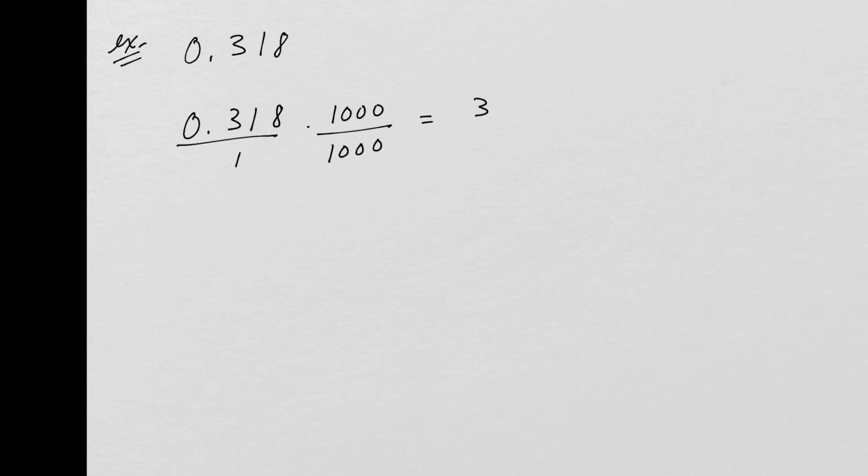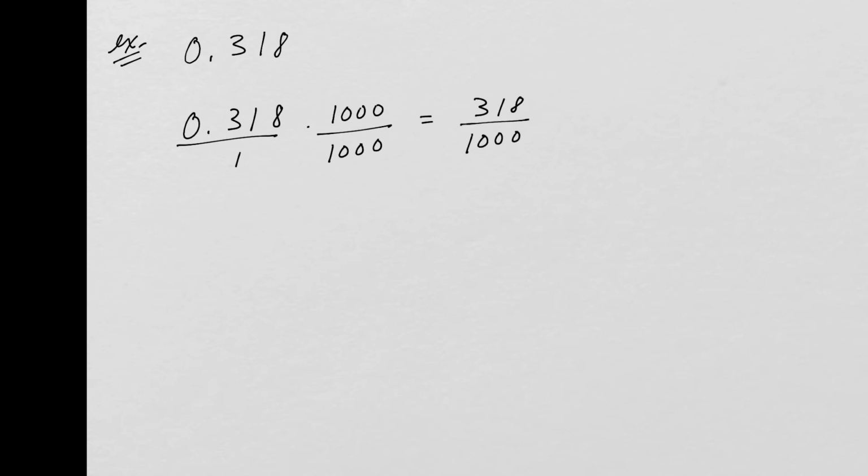What if I had this value? Convert that into a fraction. Okay, so I need to multiply by 1,000 to move that decimal 3 places to the right to make it a whole number. So I need to multiply by 1,000, but I can't just put 1,000 in the numerator. I also have to have it in the denominator, right? Because again, I'm not changing this number. I'm just rewriting it. So this will be 318 over 1,000.